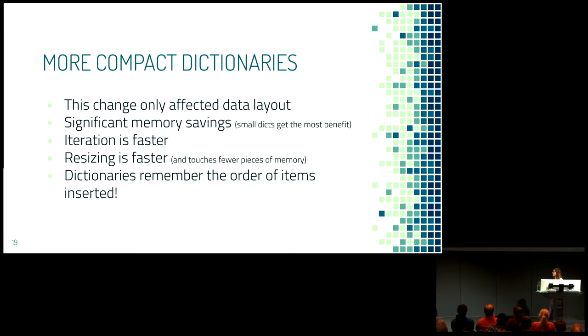It was significant memory savings because on the left side, the old version, as I said, you were wasting exactly 24 bytes per empty row. And on the right-hand side, the new version, it depends on the size, but you are saving at least 20 bytes. Iteration became faster. Resizing became faster, and it touched less memory. And now dictionaries remember the order of the items inserted. This is actually a side effect, I think. But I think it's something that is quite nice for dictionaries to have at the moment.